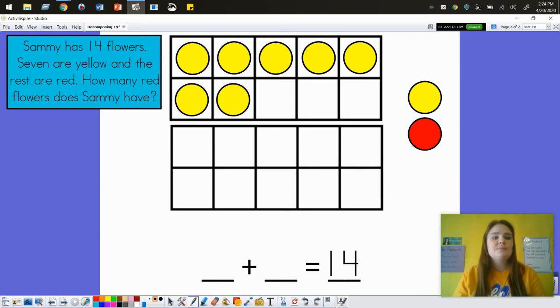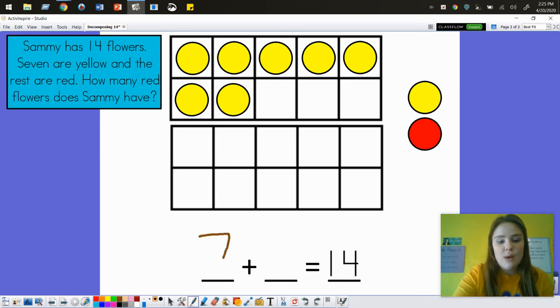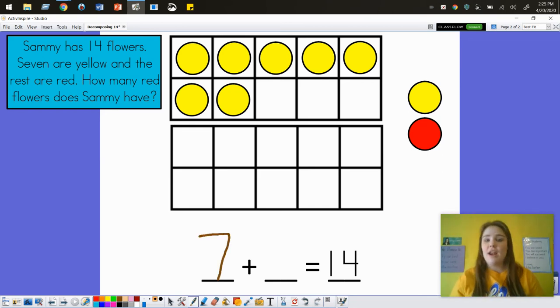Listen to this. Sammy has 14 flowers. 7 are yellow and the rest are red. How many red flowers does Sammy have? So right away, I already put in the 7 yellow flowers that it tells us about in our problem. And I'm going to write the number 7 too, because we know right off the bat that Sammy has 7 yellow flowers. So now what do we need to do to solve the problem? Well, we know that Sammy has 14 flowers, so we need to keep adding red flowers until we get to 14. Let's do that now.